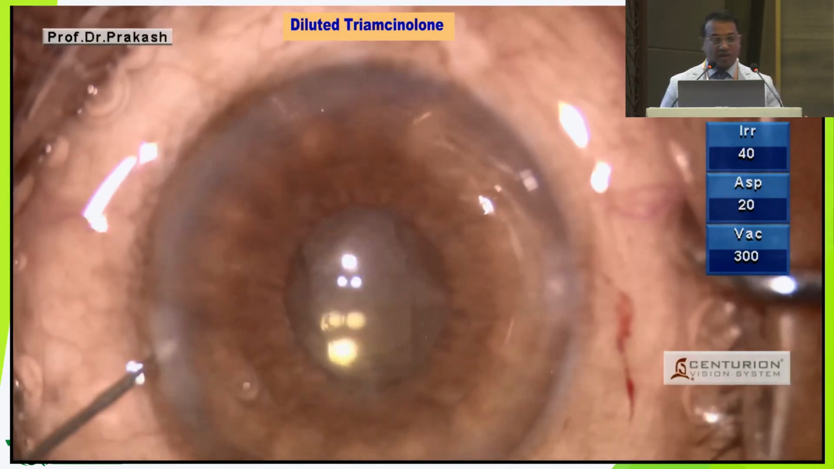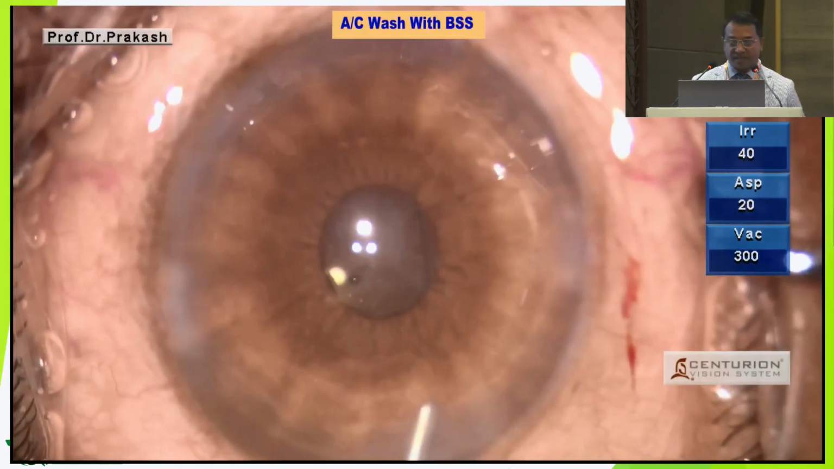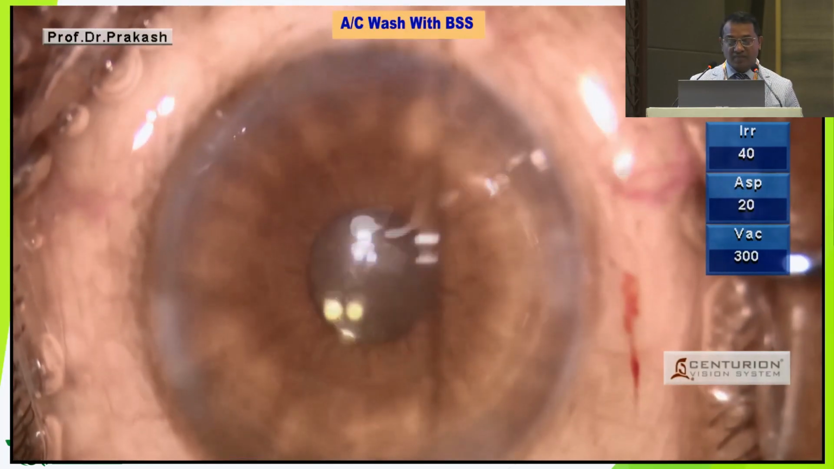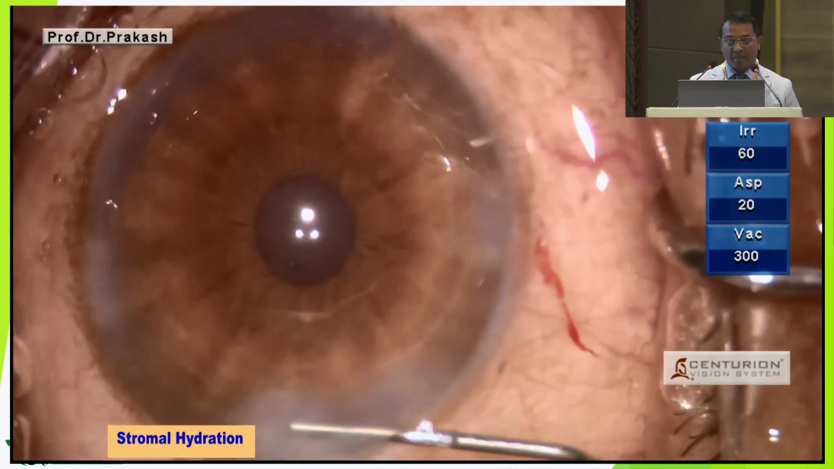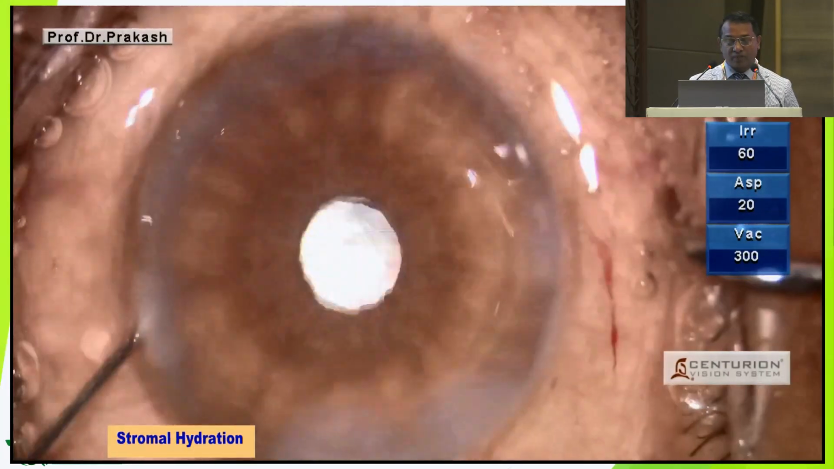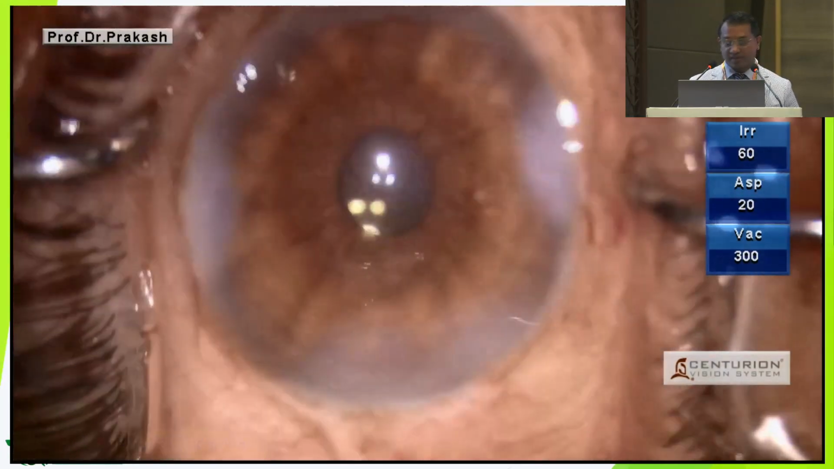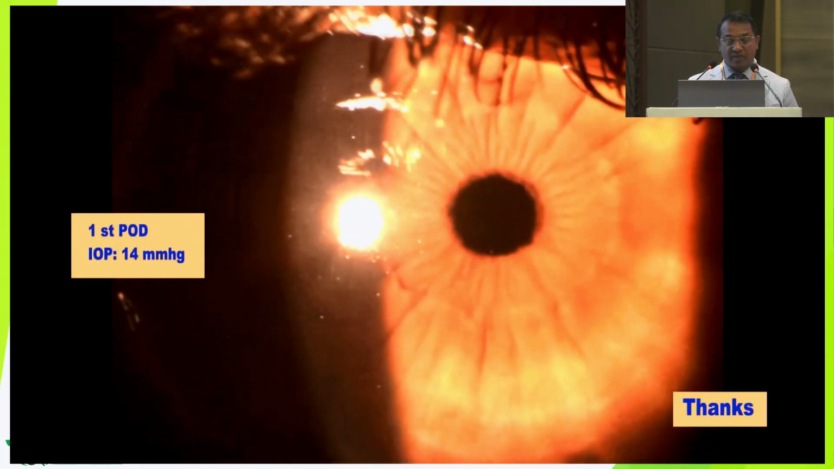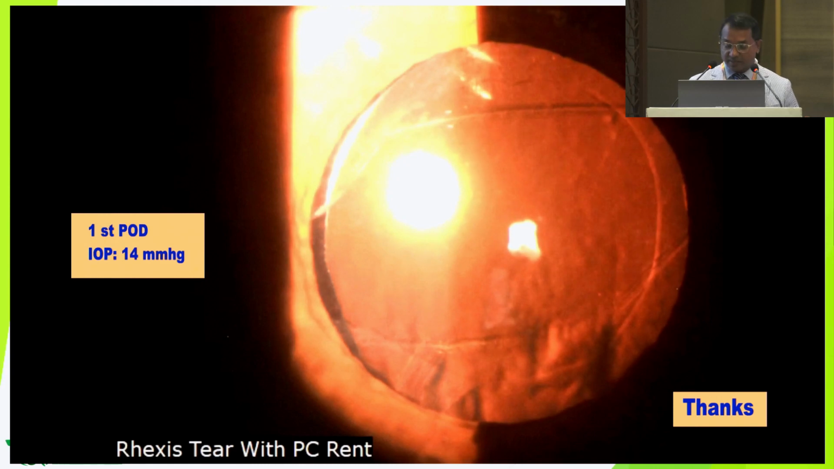The anterior chamber is washed with BSS. The pupil looks, everything looks okay, and the main port and side port are hydrated. And this is the first POD. The intraocular pressure was 14 millimeters of mercury and the cornea is very clear.